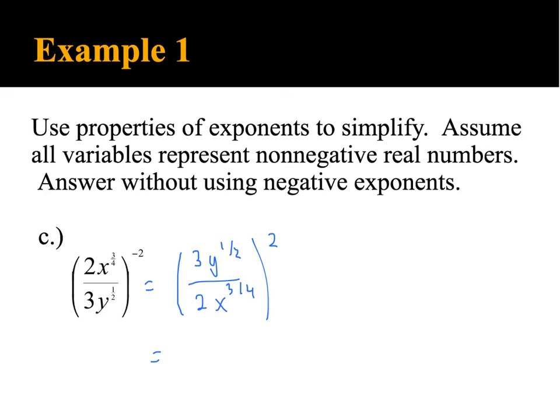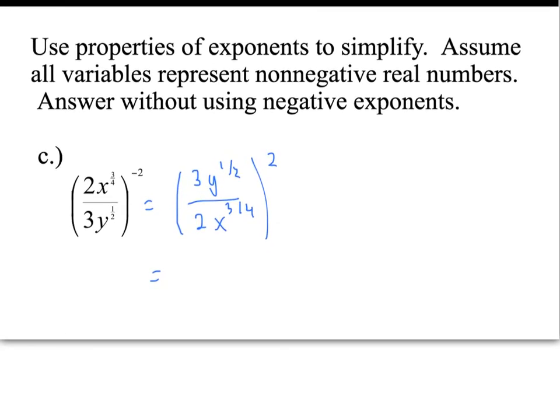But the easier, quicker way to do this is that we need to square everything that's inside the parentheses. Everything must be squared. And so in order to do this, the way I would write this is as follows. I've got to square the 3, so 3 squared. I've got to square the y to the 1/2, so we'll square that. I've got to square the 2, so we square that. And I've got to square the x to the 3/4, and so we square this.